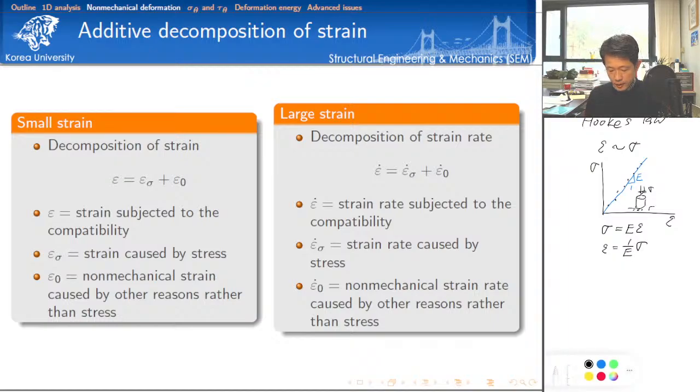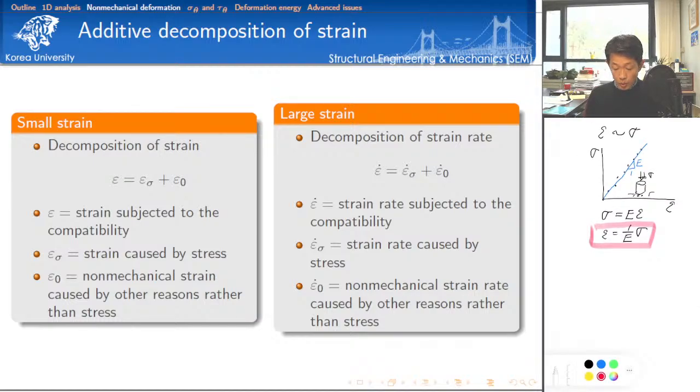Okay, let's talk about this relation in more detail. This relation is true only when the strain was caused by the stress. Okay, strain was caused by the stress. So if a certain strain is caused by the stress, then we have this relation in the case of linear elasticity. That's the key point in understanding Hooke's law.